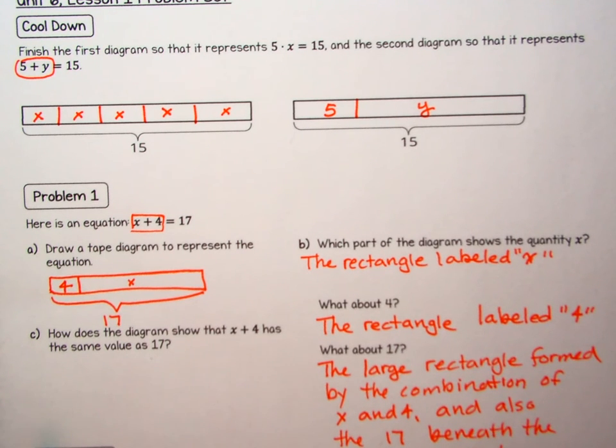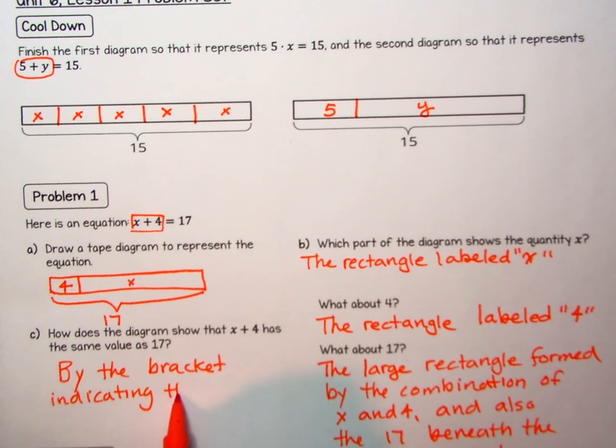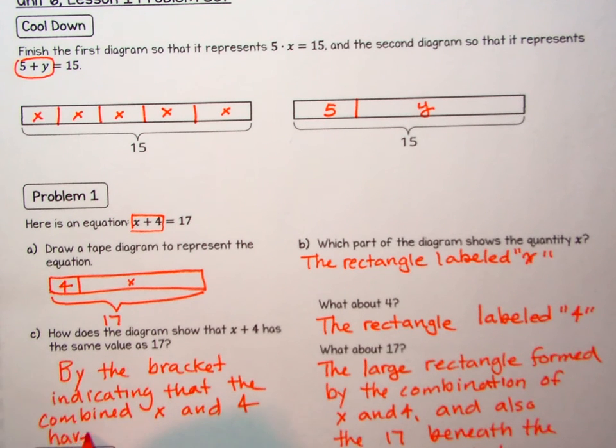And then how does the diagram show that x plus 4 has the same value as 17? And that's shown by the bracket beneath the entire tape diagram that is labeled with 17. So we're going to say by the bracket indicating that the combined x and 4 have a value of 17.